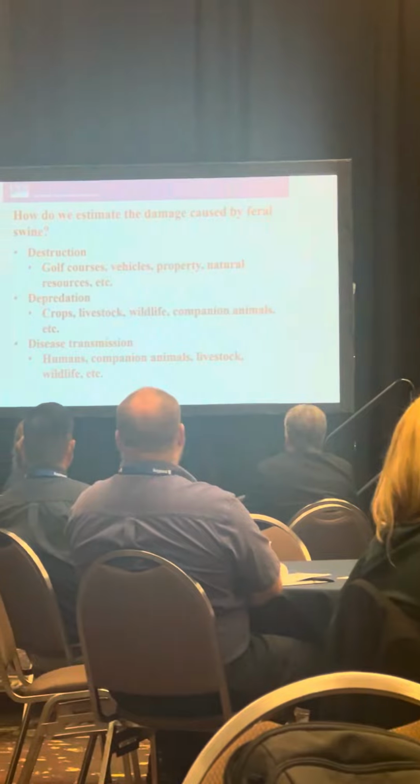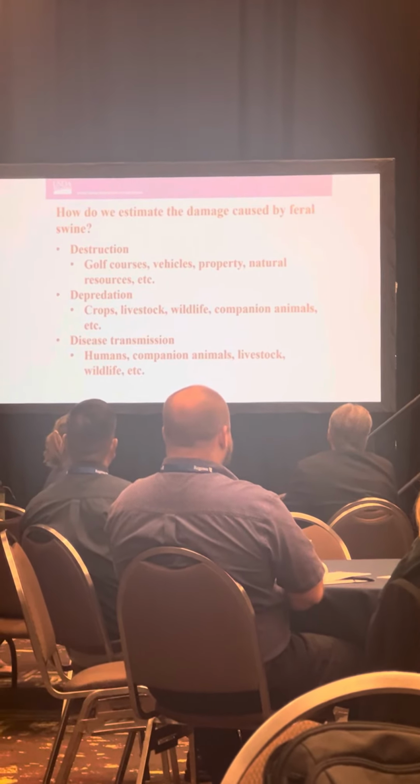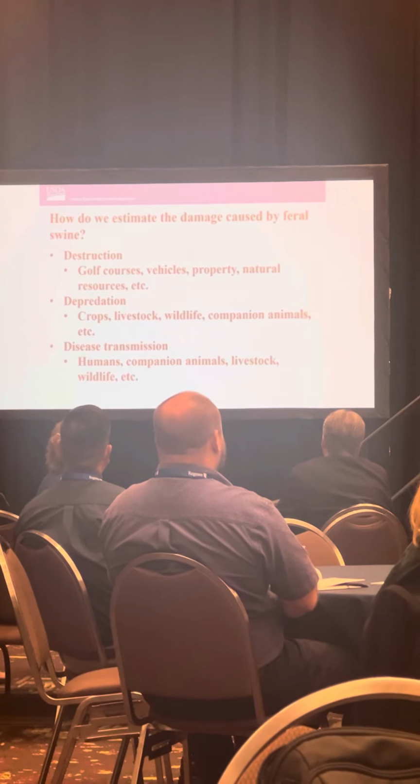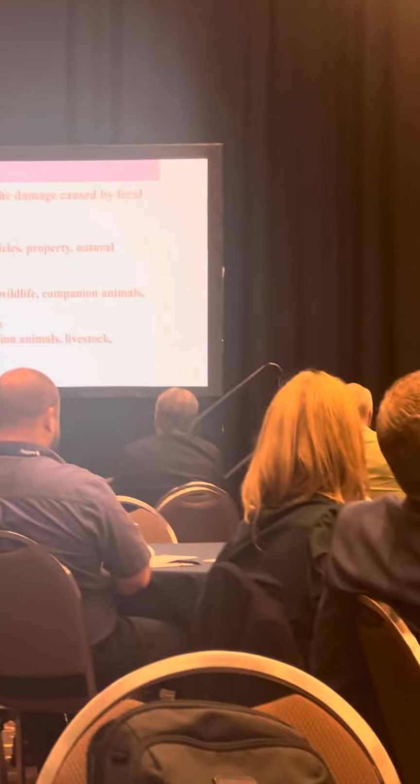So, when we talk about wildlife damage, we bin damage into three major categories: destruction, depredation, and disease transmission. So you're talking about an animal that damages every single crop that we grow in the United States. That's tough, that's a lot.